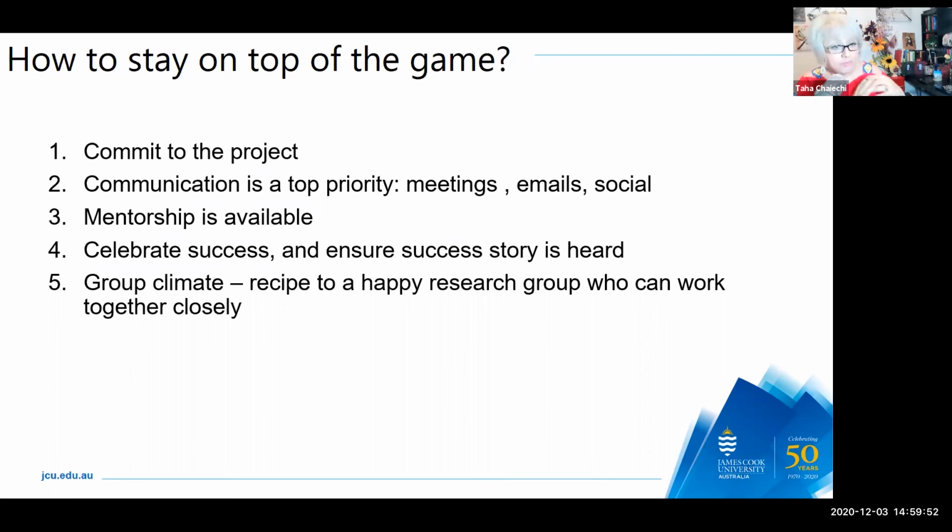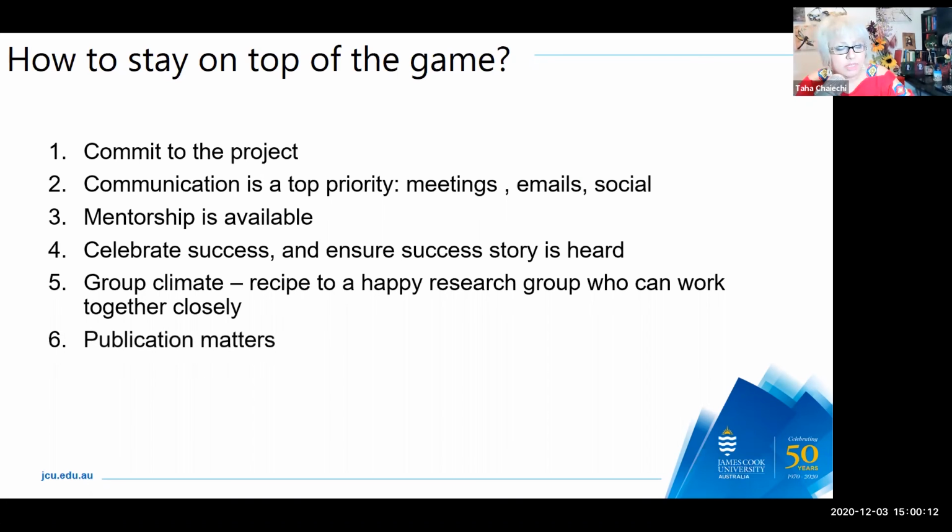Now, sometimes we are lucky, we get the climate right the first go. Some other times, no, sometimes we do end up with people who are not a team player. And I'm going to talk about that in the next slide. What do we do with them, basically? So that's that. And then publication matters.